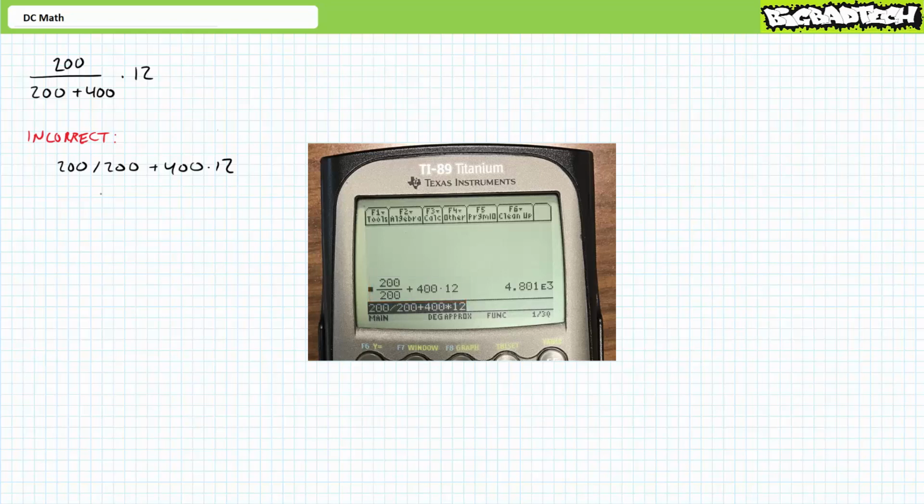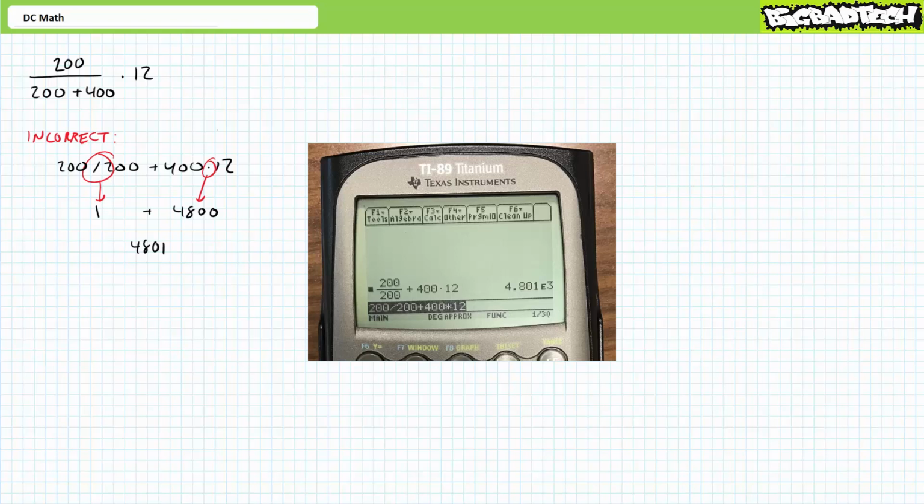The calculator simply applied the order of operations to the as-entered expression of 200 divided by 200 plus 400 times 12. There are no parentheses, nor is there any exponentiation, therefore multiplication and division receive priority. 200 divided by 200 equals 1, and 400 times 12 equals 4,800. Move down one level. Addition. 1 plus 4,800 equals 4,801. This is the answer to the expression we entered, but it's not the expression we wanted.